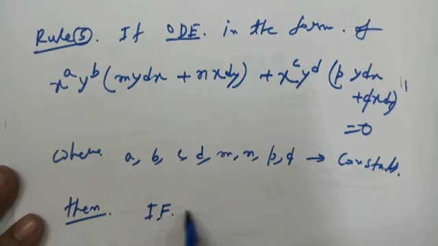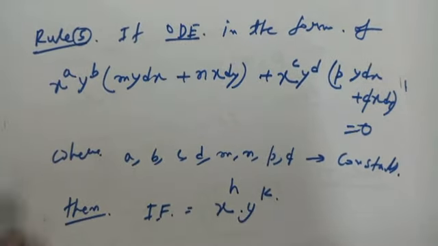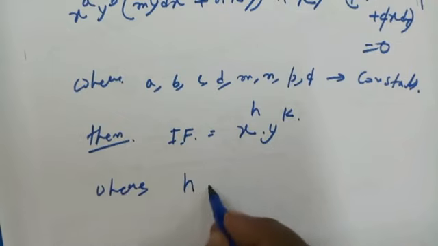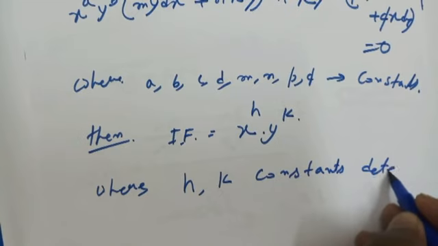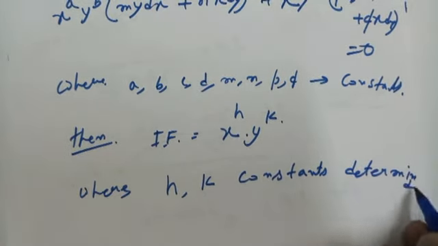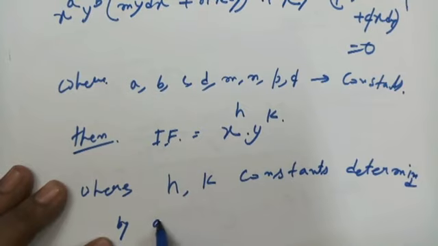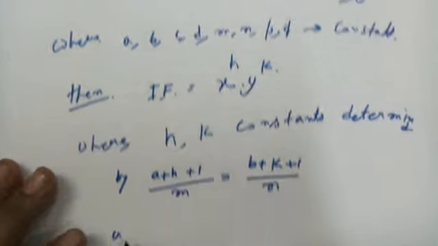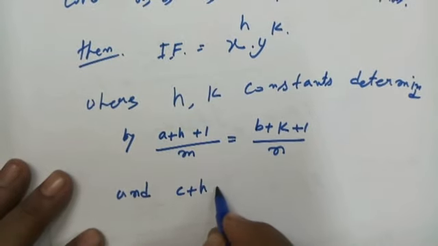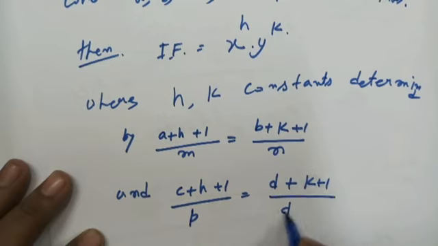the integrating factor is x power h multiplied by y power k, where h and k are constants determined by the equations (a plus h plus 1) upon m equals (b plus k plus 1) upon n, and (c plus h plus 1) upon p equals (d plus k plus 1) upon q.